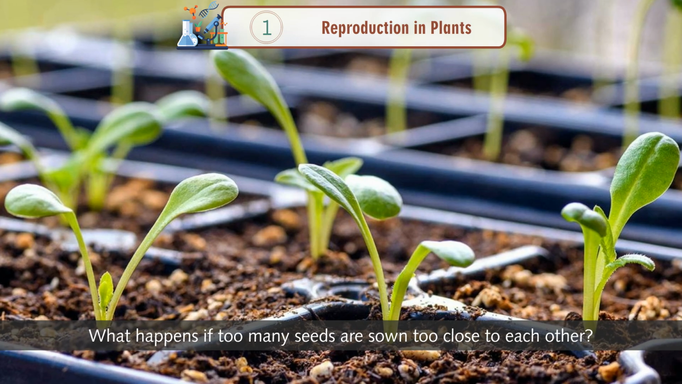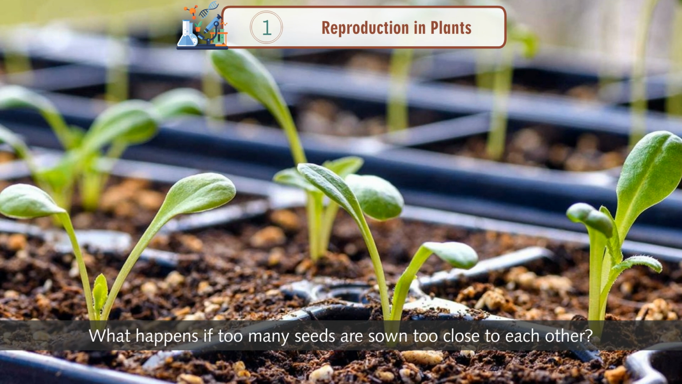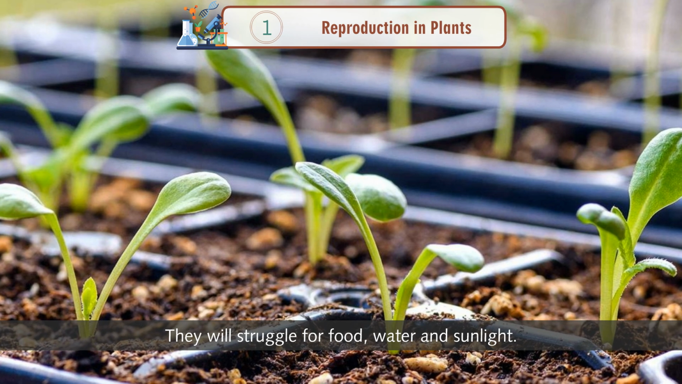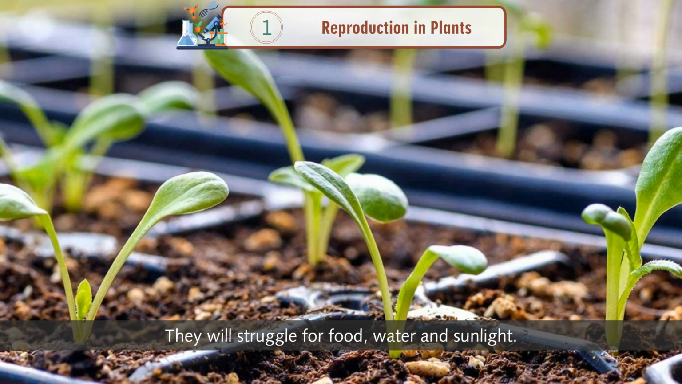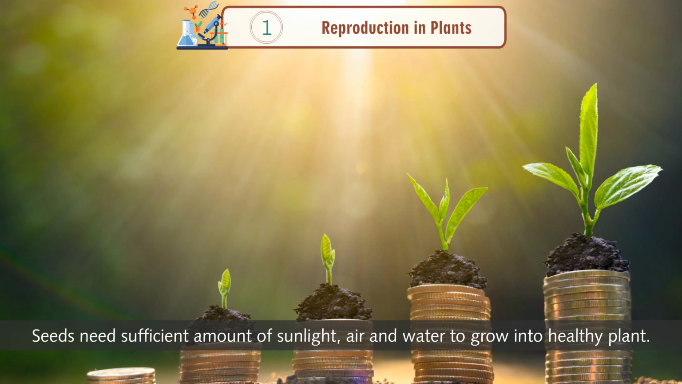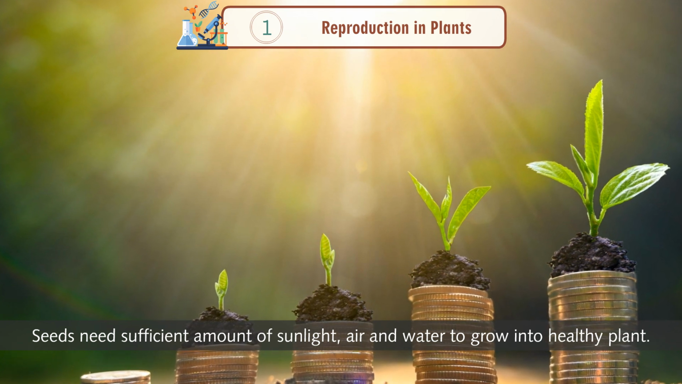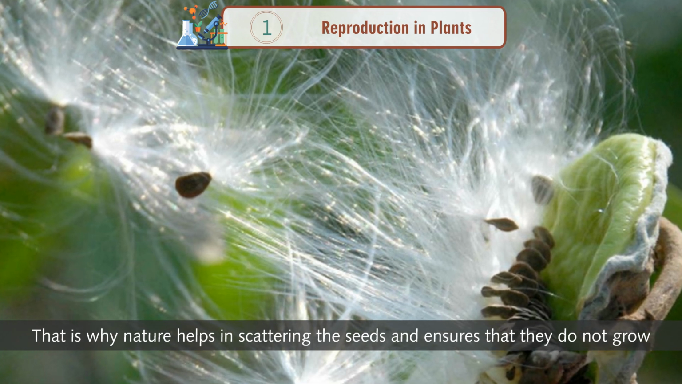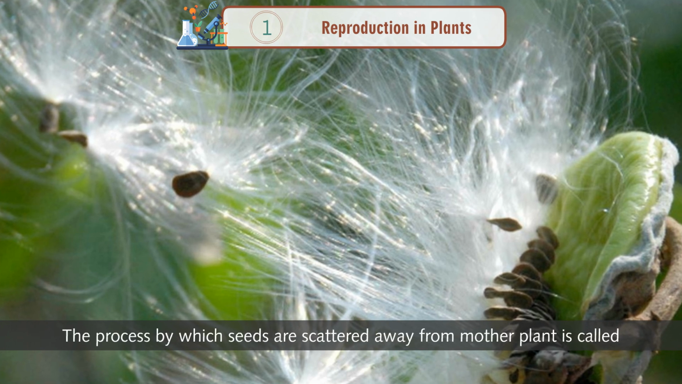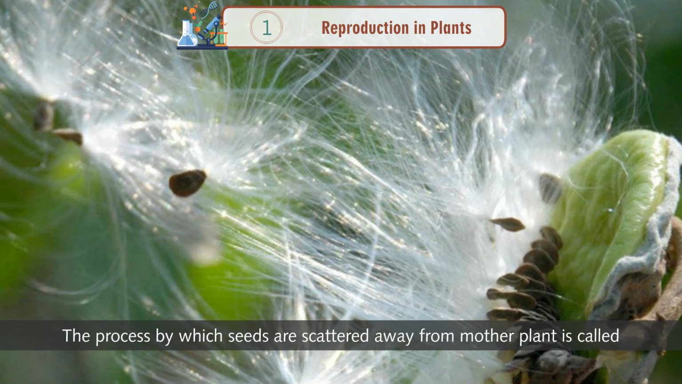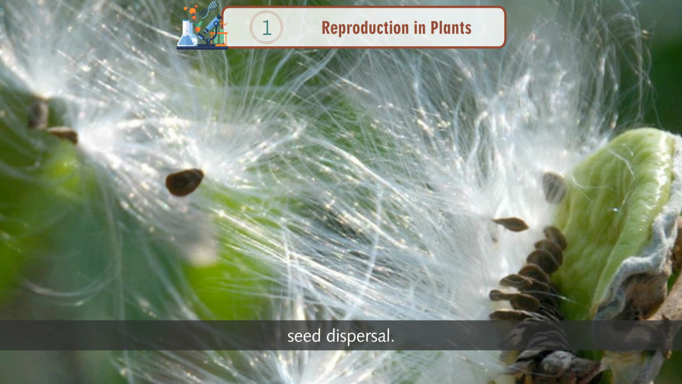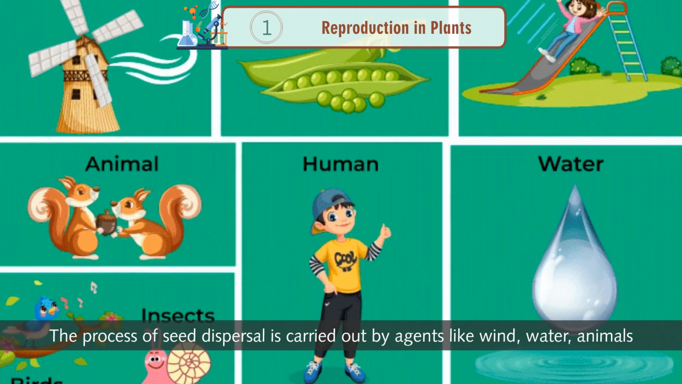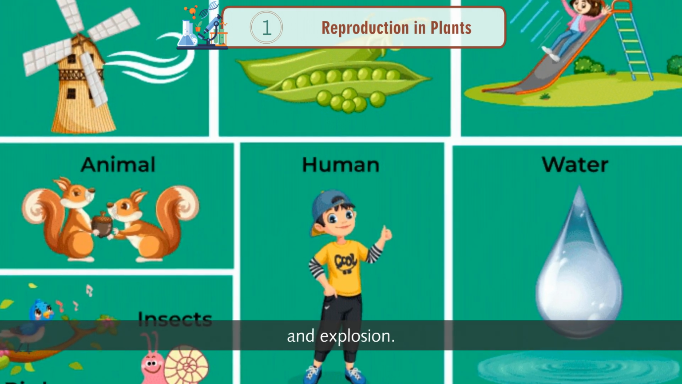Dispersal of seed. What happens if too many seeds are sown too close to each other? They will not be able to grow or germinate. They will struggle for food, water and sunlight. Seeds need sufficient amount of sunlight, air and water to grow into healthy plant. That is why nature helps in scattering the seeds and ensures that they do not grow too close to each other. The process by which seeds are scattered away from mother plant is called seed dispersal. The process of seed dispersal is carried out by agents like wind, water, animals and explosion.